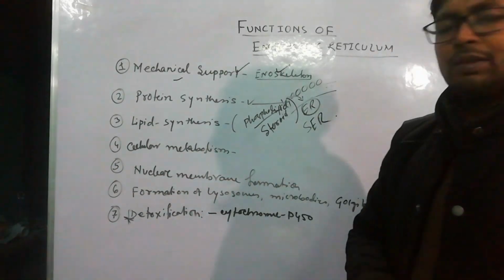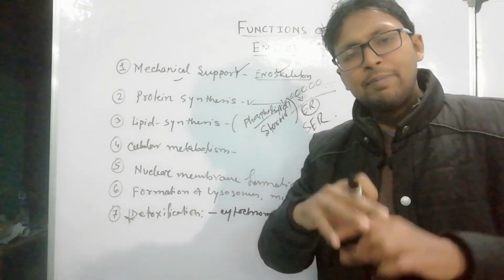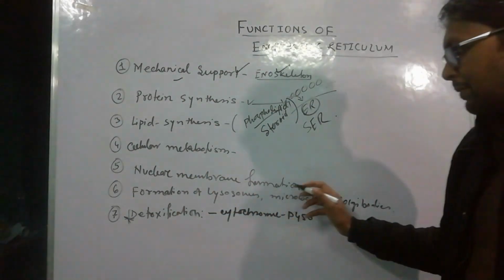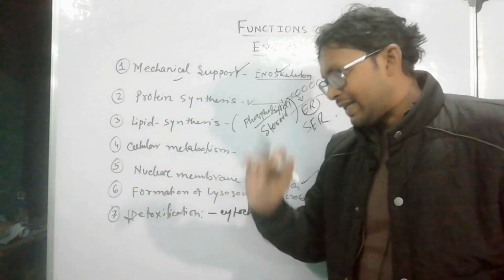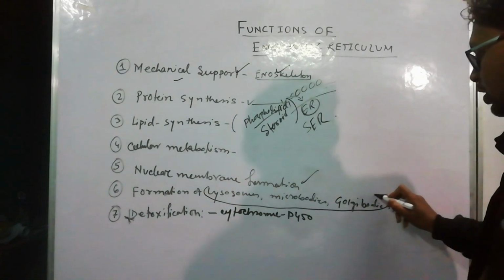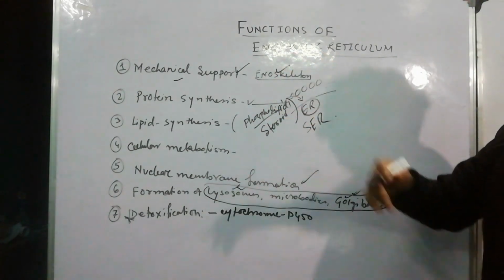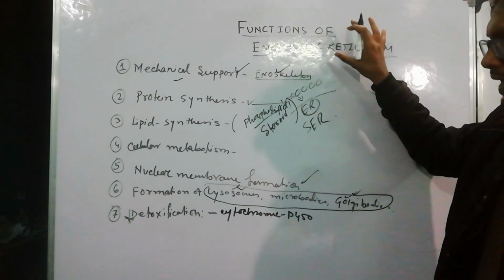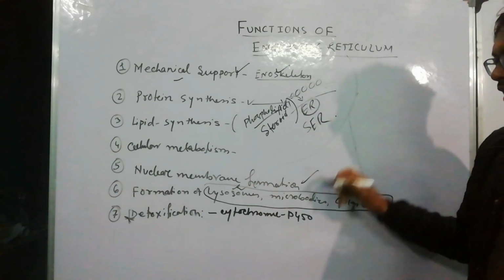It helps in cellular metabolism, because the endoplasmic reticulum spreads through the cell, so the cell surface volume is increased and cellular metabolism is increased. It also helps in nuclear membrane formation, and two major cell organelles, the Golgi body and lysosomes, are synthesized by the endoplasmic reticulum. So endoplasmic reticulum is a major cell organelle that helps in the synthesis of lysosomes, Golgi bodies and microbodies, as well as in detoxification.